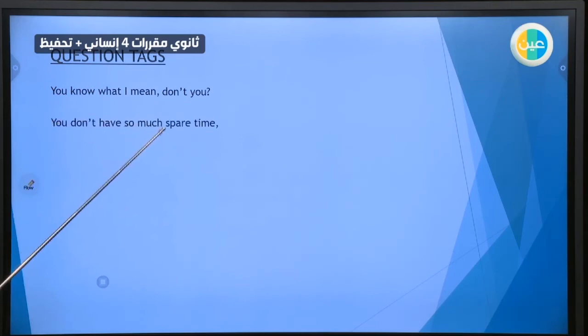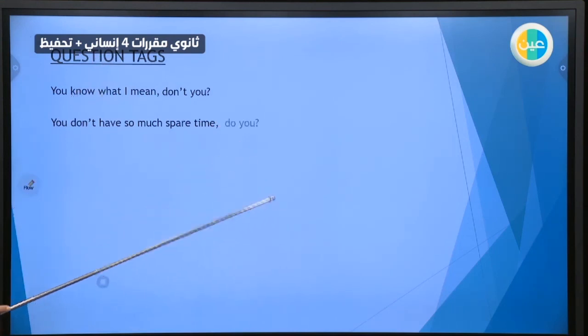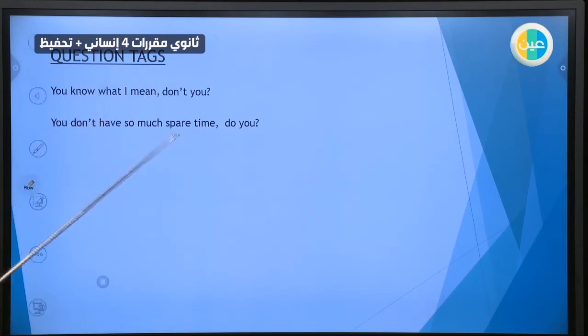What about the other sentence? Look. You don't have so much spare time. This is a sentence, but we put here a comma because we want to complete it with a question tag, which is do you? What's the difference between these two? You know what I mean, don't you? You don't have so much spare time, do you?